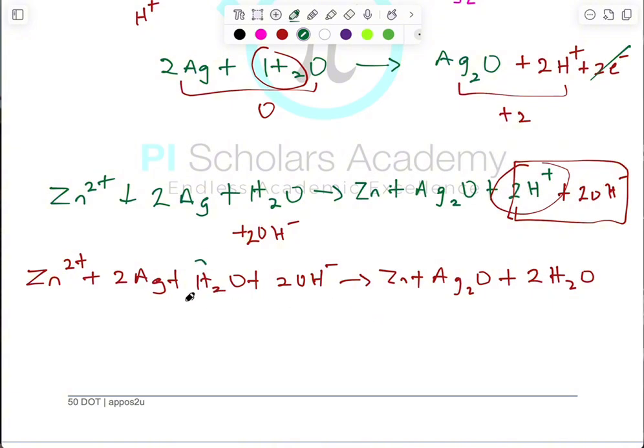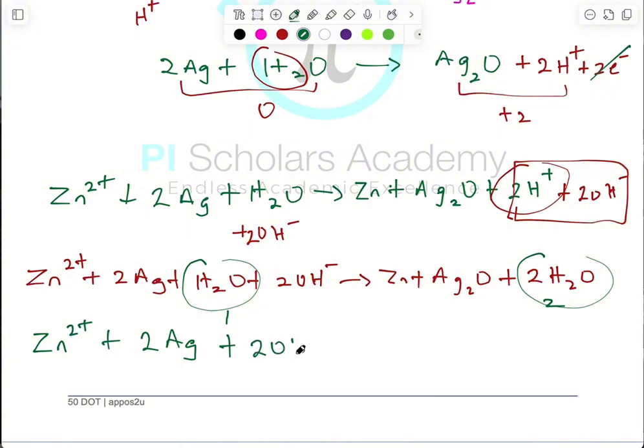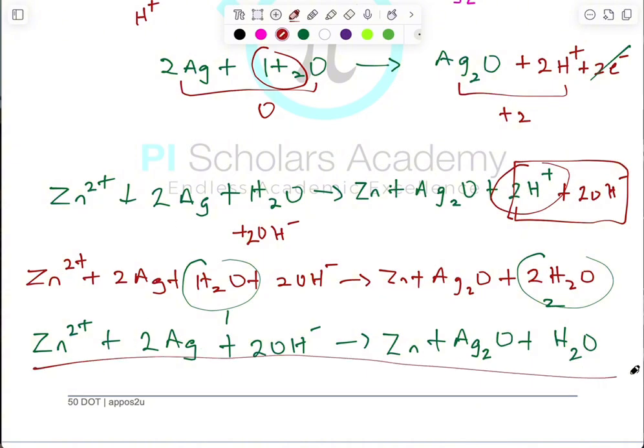So the next thing we want to do is that there is water here, there is water here. Water has to remain on one side, and it will remain on the side with the higher number. But we have one of it here, we have two of it here. So 2 minus 1 is 1. That one will be on the right hand side with the one with the higher side. So therefore, you have zinc Zn2 plus silver plus OH minus, plus zinc plus Ag2O. Finally, you have plus 1 mole of water. And with this, you have been able to balance this particular reaction in the basic medium.